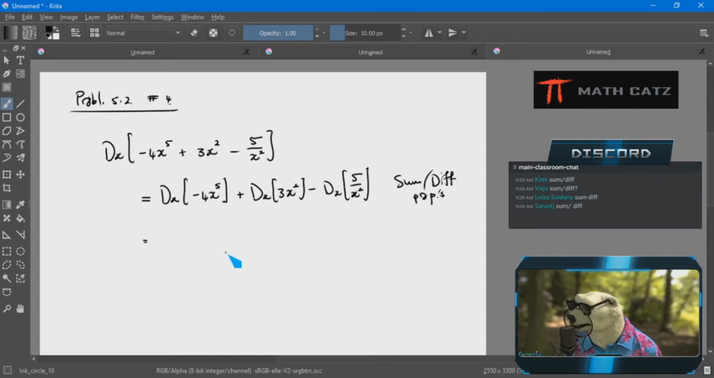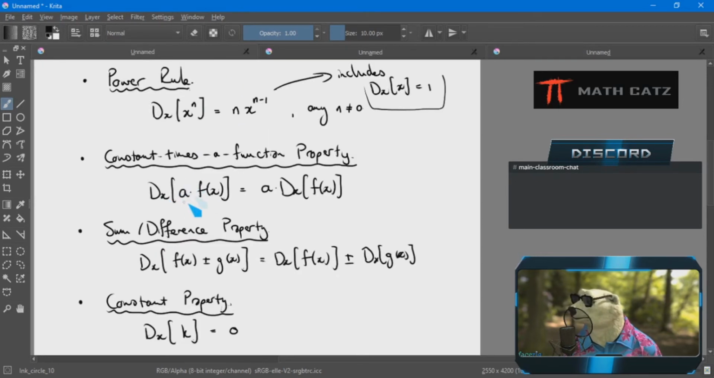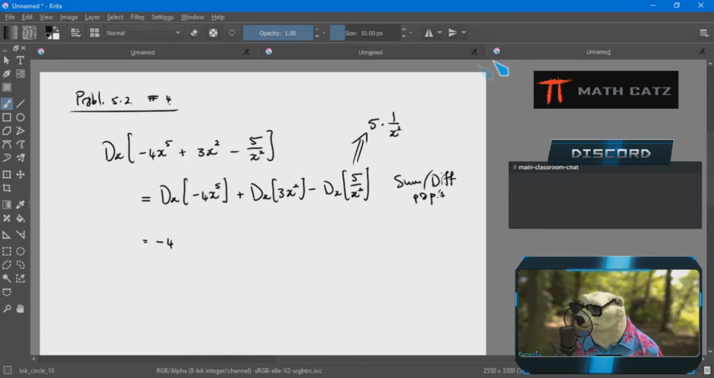All right. Now, maybe I just want to see this as 5 times 1 over x squared, so that I can see that the constant times a function property is also necessary for this one as well as the first two. So -4, the number a in this could be anything. Could be positive, negative, doesn't matter. As long as it's a number. So the -4 goes in front.